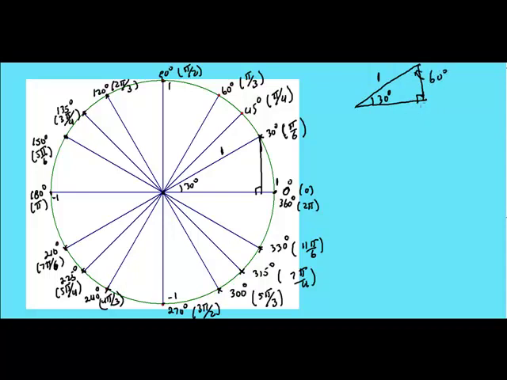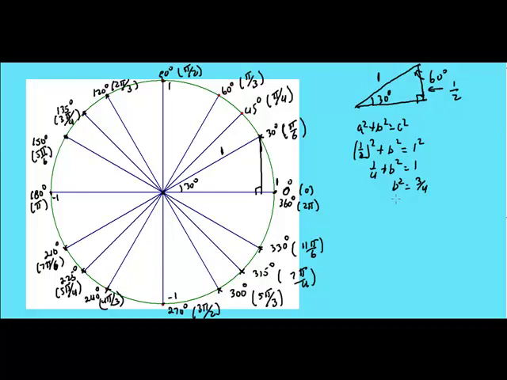On a 30-60 right triangle, the short side is half of the hypotenuse, so it'll be 1/2. What about the long side? Well, the long side, we can prove that using the Pythagorean theorem. a squared plus b squared is equal to c squared. This now will look like (1/2) squared plus b squared is equal to 1 squared. This is 1/4 plus b squared is equal to 1, and b squared is equal to 3 over 4.